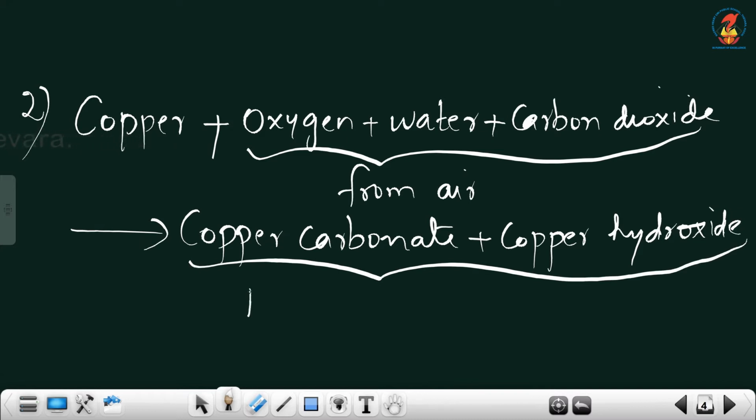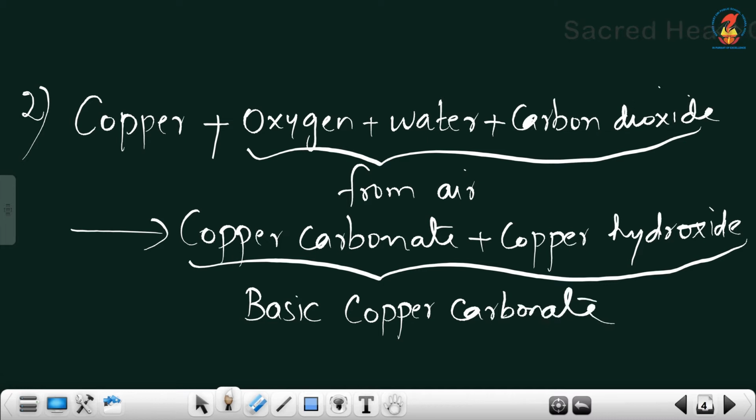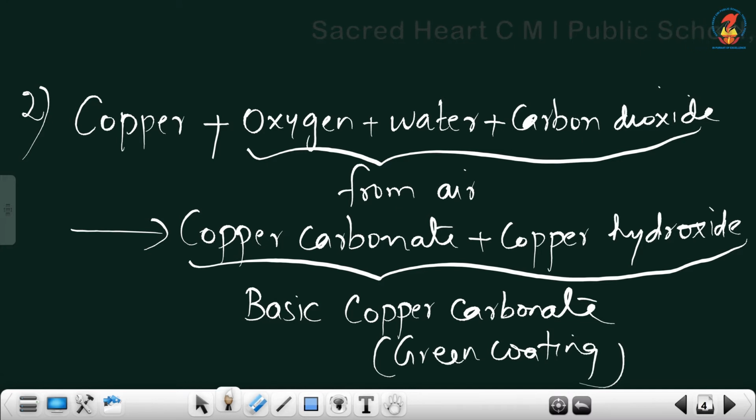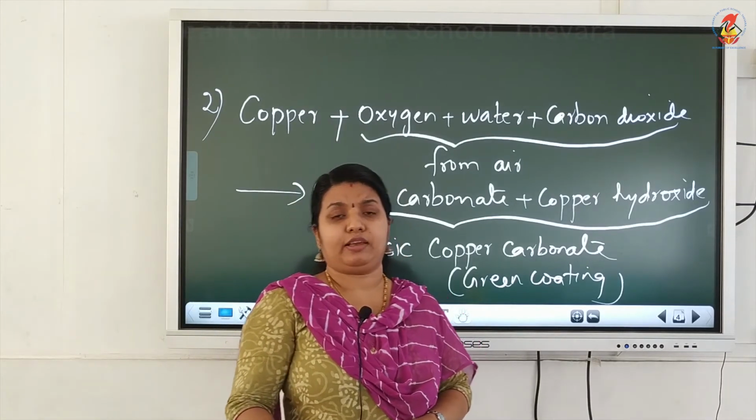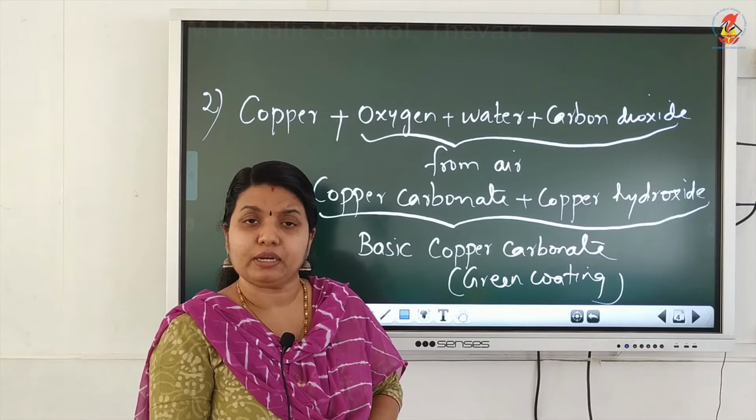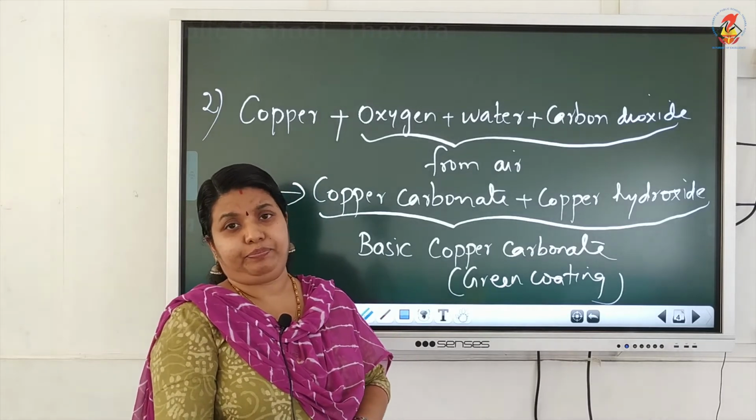So, copper objects react with oxygen, water and carbon dioxide from the air and you get a mixture of copper carbonate and copper hydroxide, which we call as basic copper carbonate. This is obtained as a green coating on copper objects. So, copper objects when exposed to moist air for a long time develop a green coating on their surface.